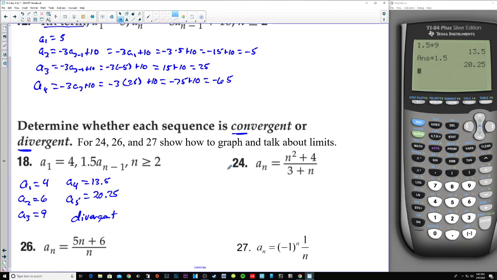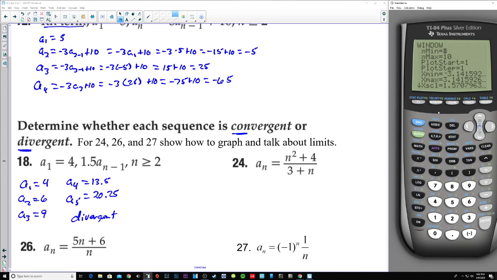Let's look at number 24, but we're going to look at it in a little different way. Let's graph this. And if we go to mode and we go to sequential or sequence, let's go to y equals. And now we're going to plug in n squared plus 4. Notice that when we hit our variable key, it has changed to n's instead of x's. We're going to divide by 3 plus n.